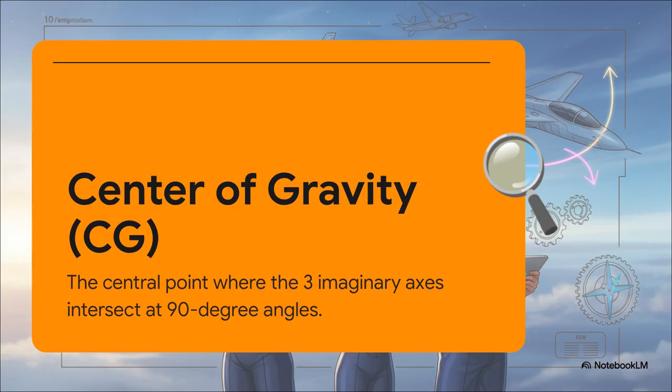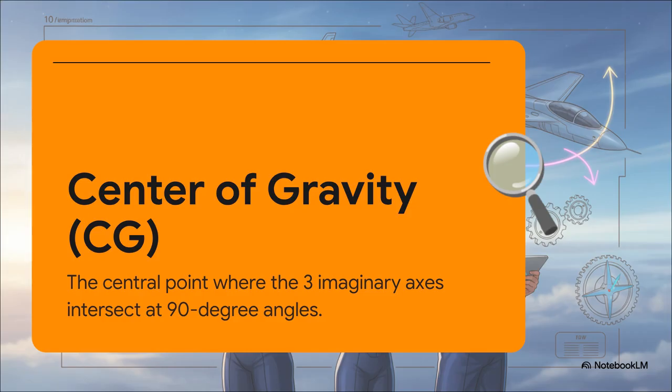Let's start with the central anchor point for everything an aircraft does in the sky. The crucial thing here is that all 3 axes act like imaginary axles passing right through the aircraft's center of gravity, or the CG. Just picture it in your mind for a second. 3 lines meeting directly in the middle of the plane, intersecting at perfect 90-degree angles.